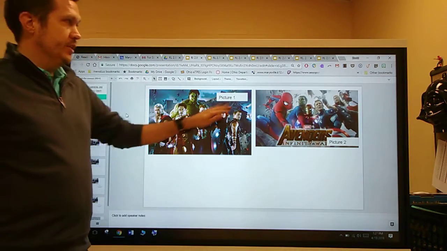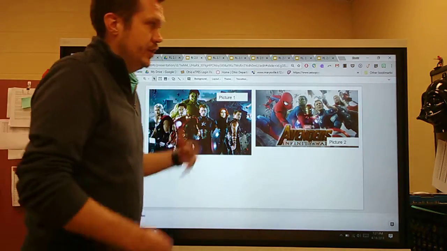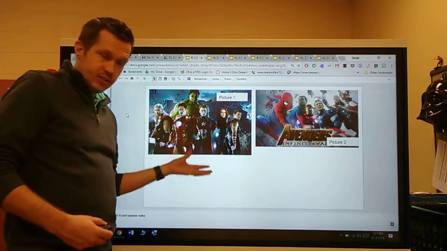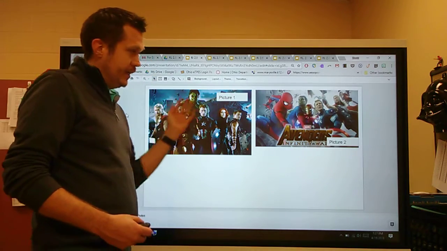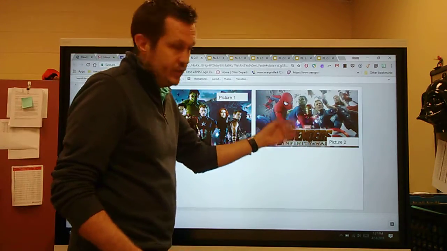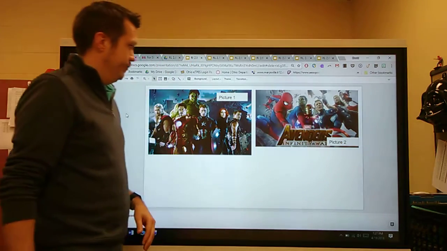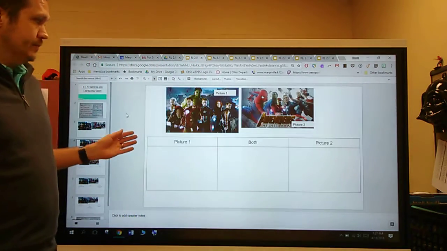So here we have 2 pictures. Here's picture 1, and here's picture 2. You would do the same thing. You could pretend this is story 1, and these are the characters in the story. This is story 2, and these are the characters in story 2. All right? So let's explore this.